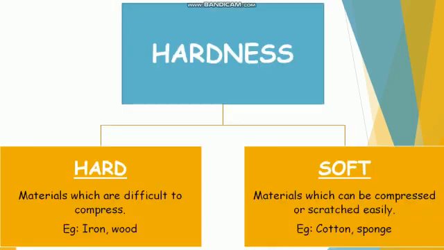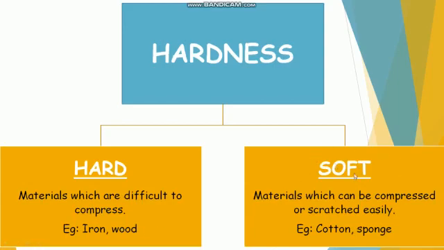The second one is hardness. Hardness is also defined into two parts. They are hard and soft. The materials which are hard to compress or difficult to compress, you cannot push them and make different objects out of them. So those are the hard materials. For example, iron or wood. You have to break them with a hammer or you have to shape them with a hammer.